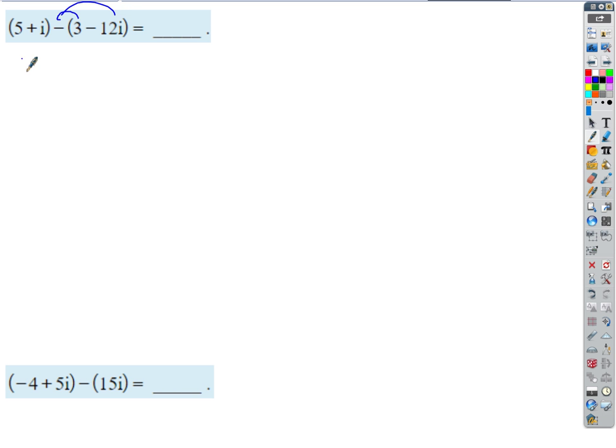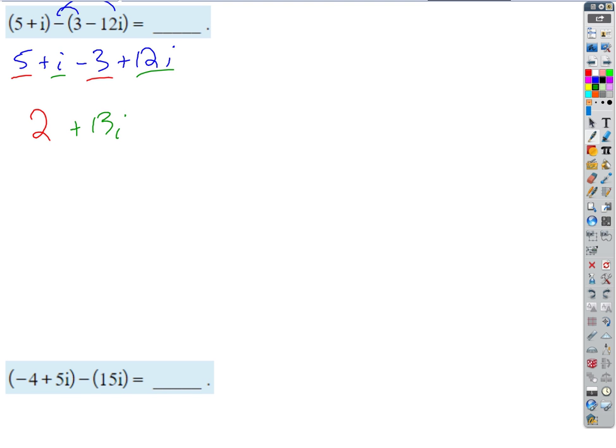So that's going to give me 5 plus i minus 3. If I distribute the negative, I get a plus 12i. And then I'm just going to add up the like terms. I've got real terms and imaginary terms, right? Just add the like terms. What's 5 minus 3? 2. So those two add to 2. What if I add these like terms? What's i plus 12i? 13i. Bingo. That's it. Okay? What if you get one like that?